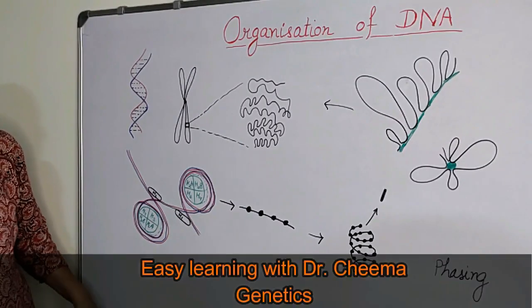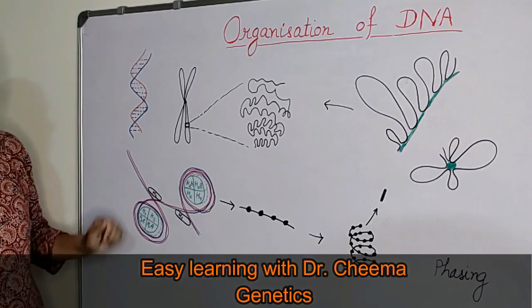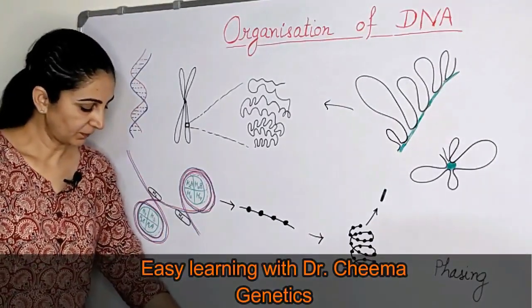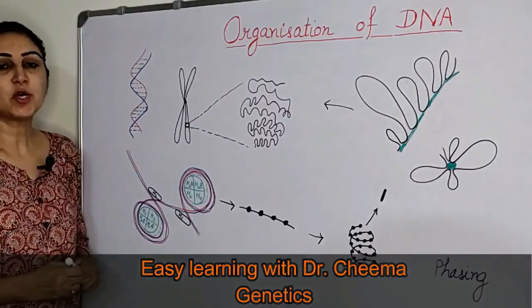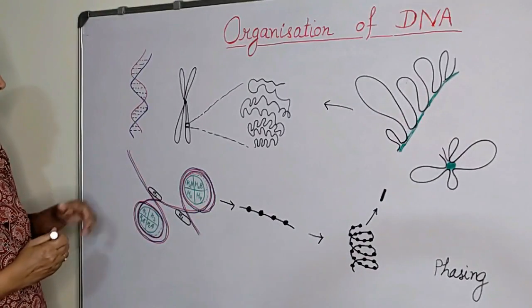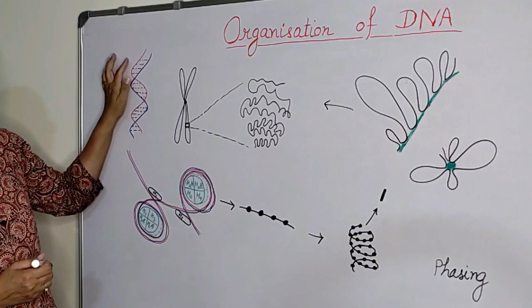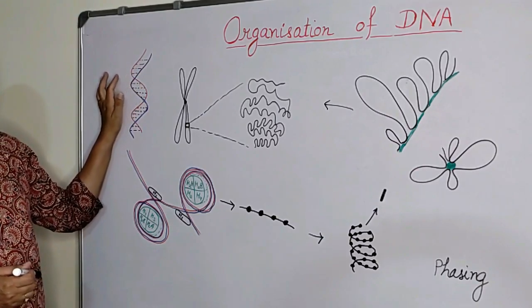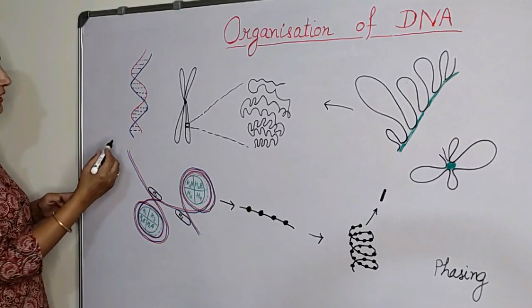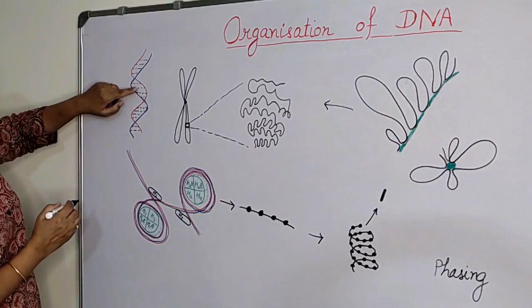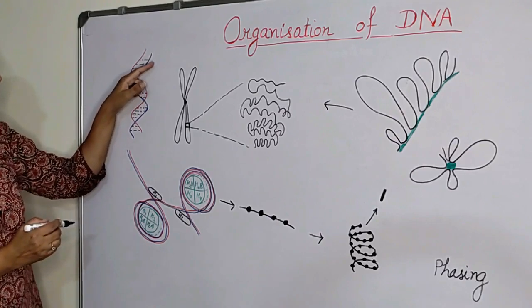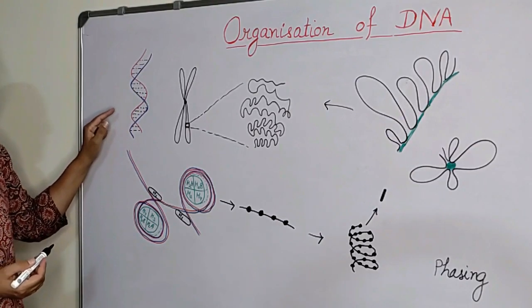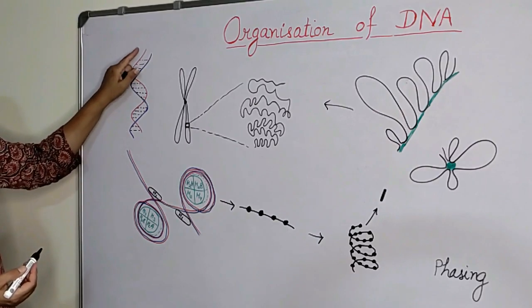Hello dear students, let us today discuss the organization of DNA. As we all know, DNA is a double stranded structure in which the two strands of DNA are coiled around each other to form a double helix. These are the two strands, this is one strand, this is the other strand. These are coiled around each other in the right-handed manner in most of the cases, and we get the duplex of the DNA.